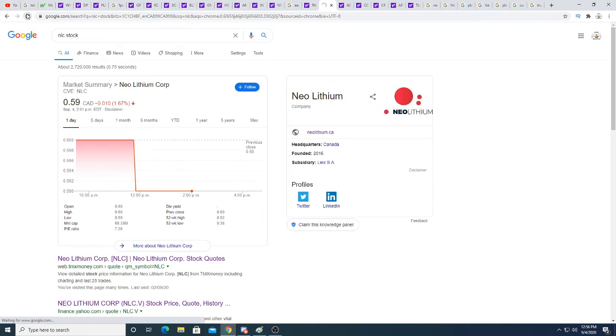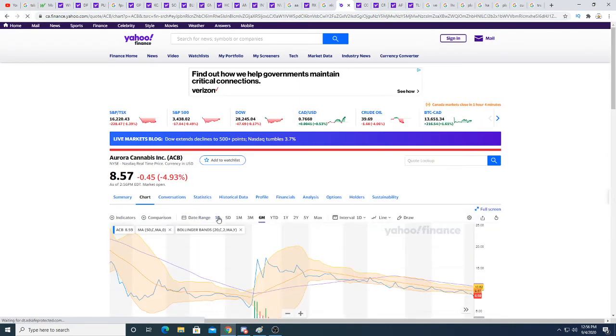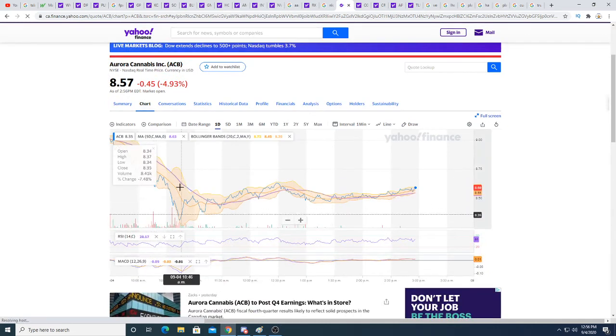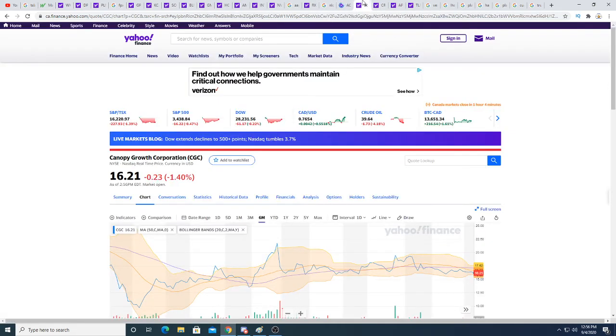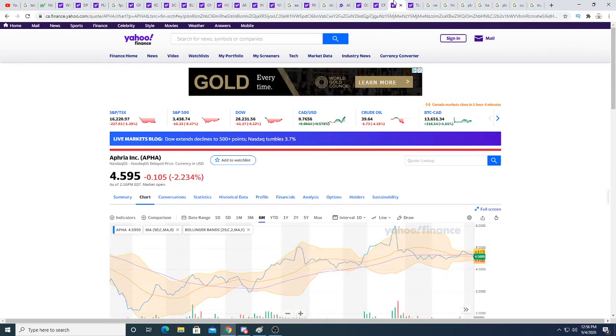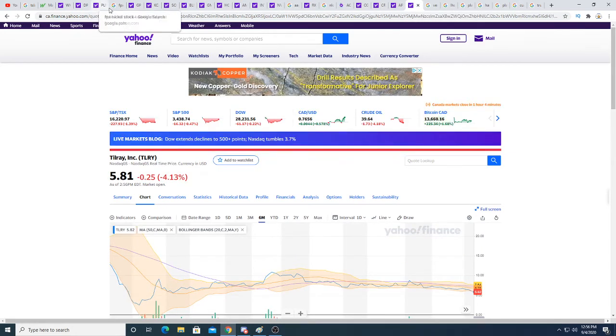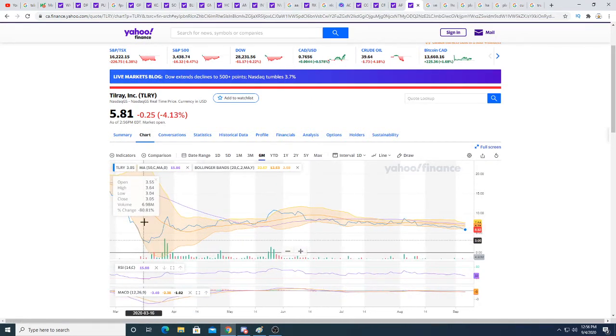Neo Lithium Corporation down 10 cents today. Aurora down 44 cents today. I wonder if Aurora had the same thing. Kind of. Started the day kind of strong, and then it dipped real bad, and then it bounced, and now it's trading sideways. Canopy down 23 cents today. Cron, neutral. Aphria down 10 cents today. Tilray down 25 cents today. Tilray does look very attractive, but I still don't like the company. So, yeah, 247. That is a sweet buy right there.